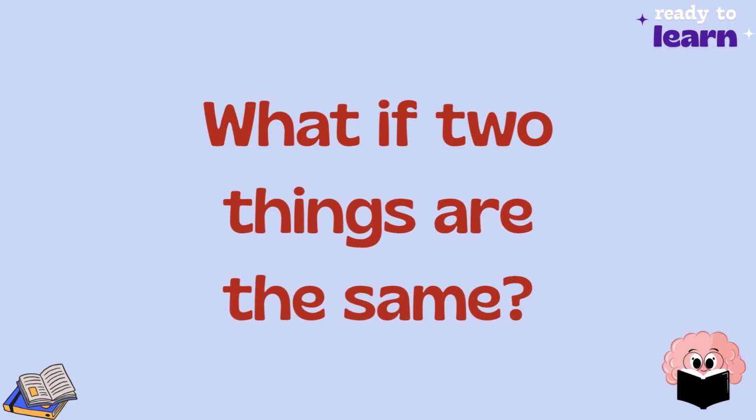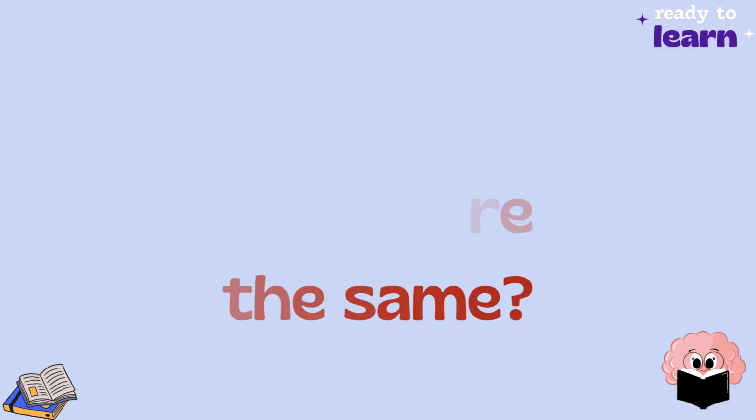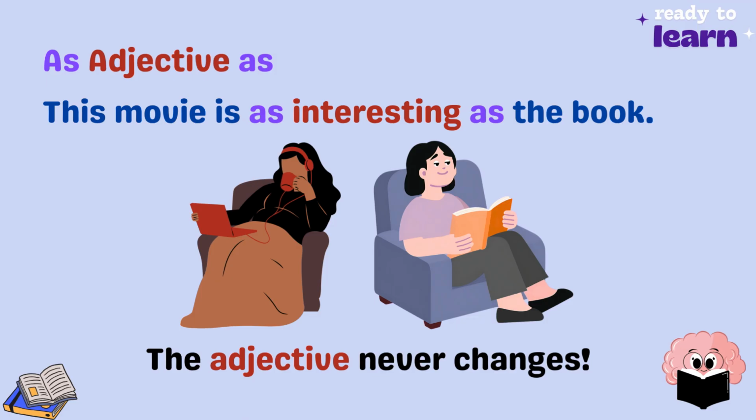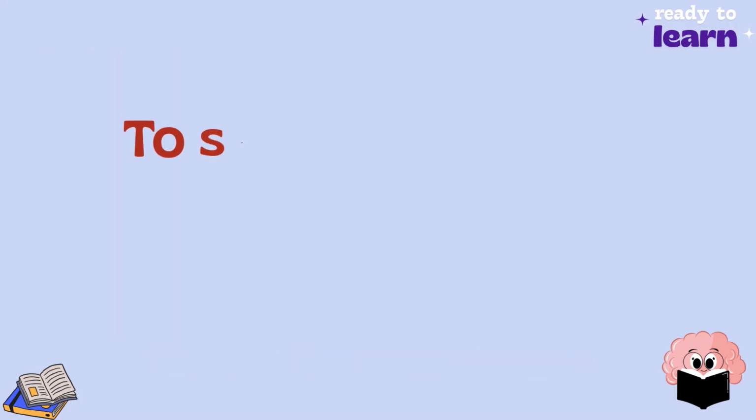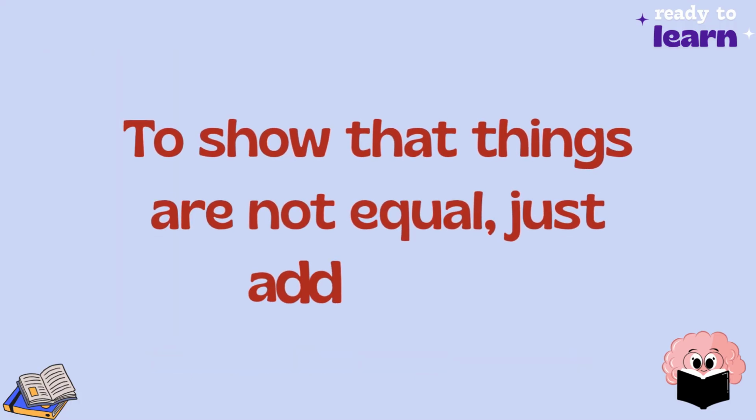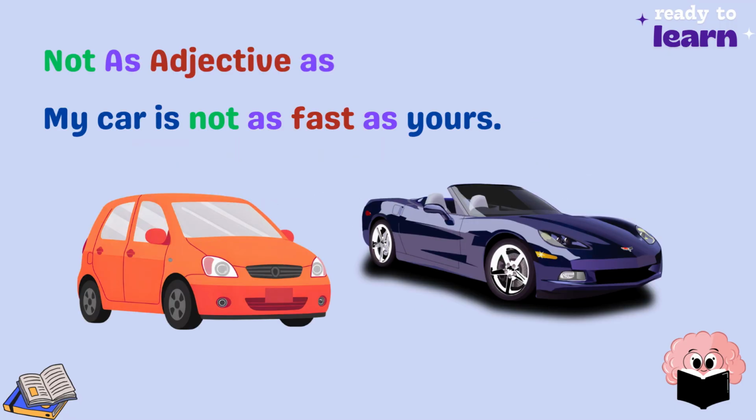Now, what if 2 things are the same? In that case, we use as, adjective, as. For example, this movie is as interesting as the book. The best part? The adjective never changes. To show that things are not equal, just add not. Like this: my car is not as fast as yours. This is a very common and polite way to compare things in daily English.